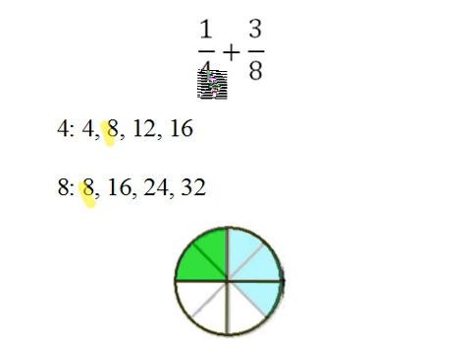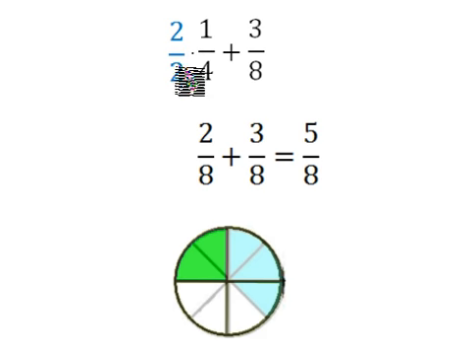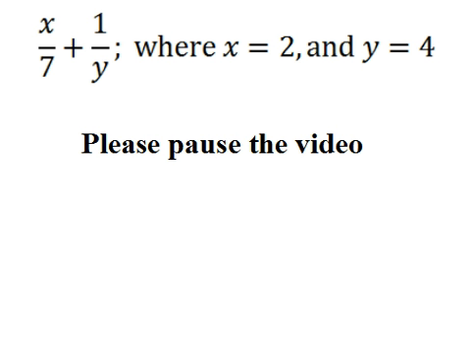And obviously, what do we need to multiply 4 by to get to 8? Well, 2. So you multiply the top and bottom by 2. And 1/4 becomes 2/8, which we actually already saw, right? And then you add them. 2/8 plus 3/8 is 5/8, which you can easily see here is true. So I want you to go ahead and pause the video now, and I want you to try this one on your own.